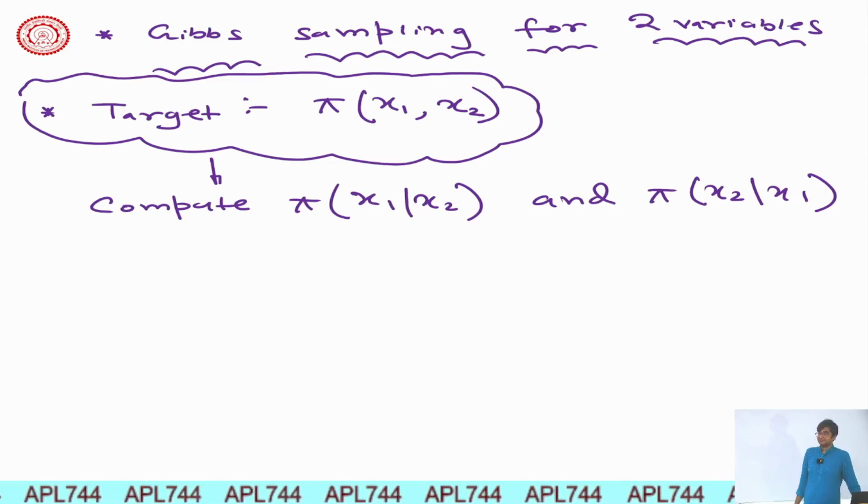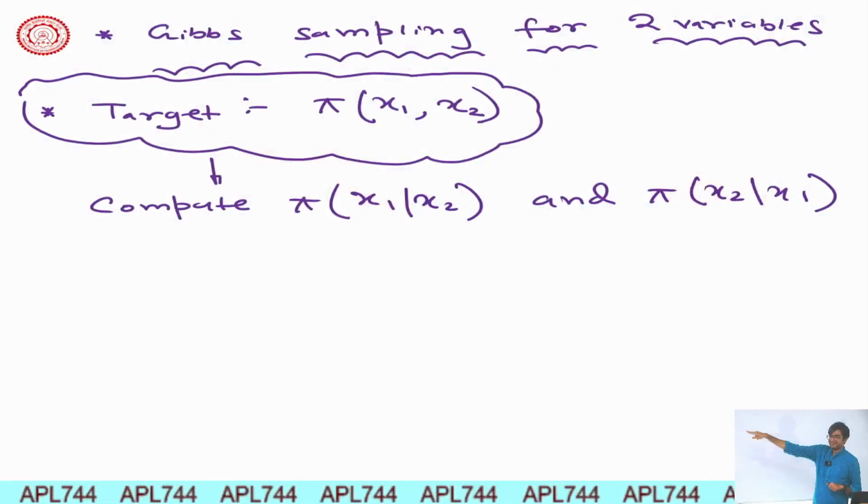Yeah, Gaussian. Suppose my target is a Gaussian, so x1 and x2 are jointly Gaussian. That means I should be able to compute probability of x1 given x2 and probability of x2 given x1. In the Gaussian case, both of these will be Gaussian. But generally it's the opposite actually. Generally we work with things where naturally these conditionals are known to us, but the joint is not known to us.